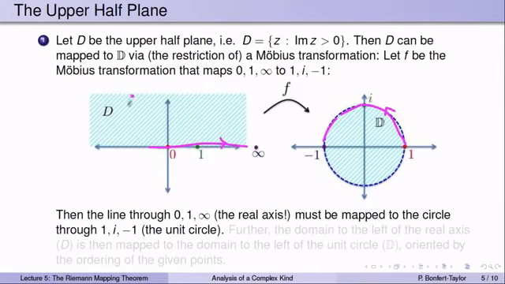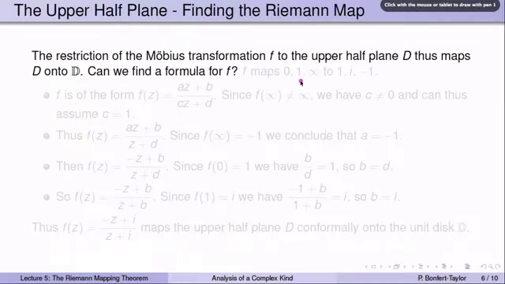Therefore, we know that the upper half plane is mapped to the unit disk. And by the way, the lower half plane is mapped to the outside of the unit circle. So therefore, the restriction of the Mobius transformation f maps the upper half plane D to the unit disk. Can we find a formula for f? We sure can. We practiced that last class.